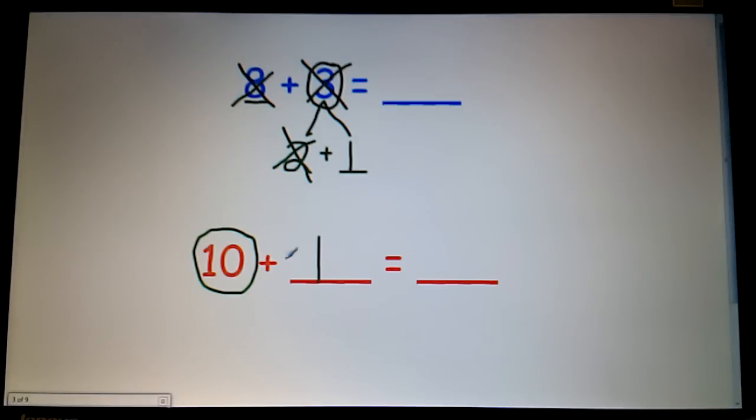Lastly, let's solve 10 plus 1 more. Well, that's easy. I know that that's 11. Plug the number in upstairs. And that's how we get our answer using break-aparts.